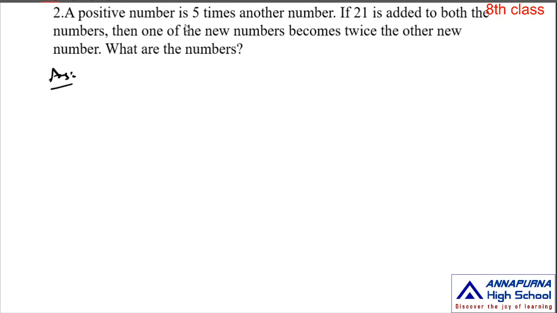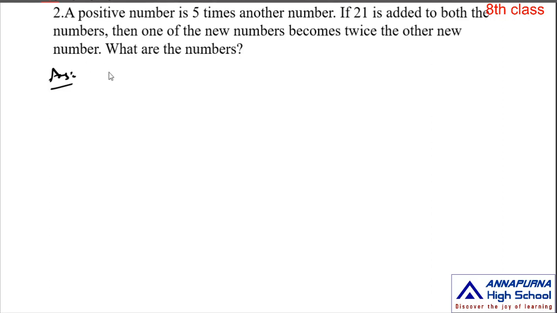Okay, so when you observe the first sentence of this question, a positive number is 5 times the another number. That means here we have two numbers. One number is 5 times of another number.